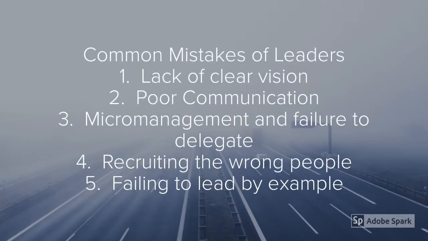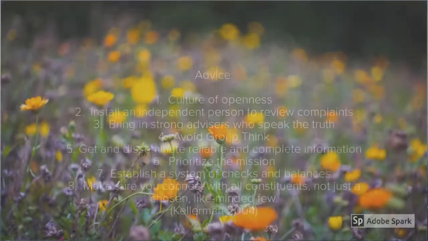Even leaders who don't fall into one of these overarching categories still make mistakes. Some of these are summarized below. These are some examples that you, the class, gave last week in class when you described your bad leaders. Having a lack of clear vision, poor communication, micromanaging, bringing in the wrong people, and failing to lead by example.